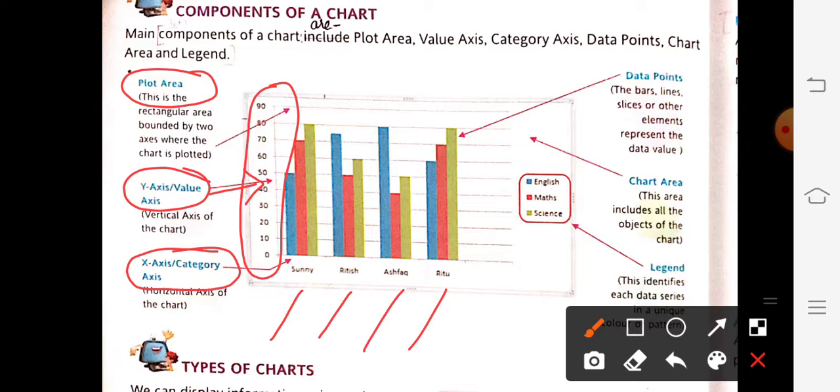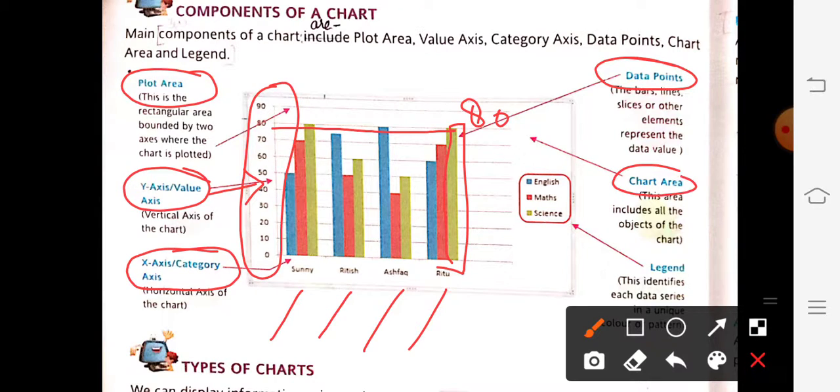Moving on to the next point here, data points. Data points means some values. Like if we talk about this green color bar, okay, so what does this mean? It is representing a value 80. So 80 is my data point. So basically data points represent some value.